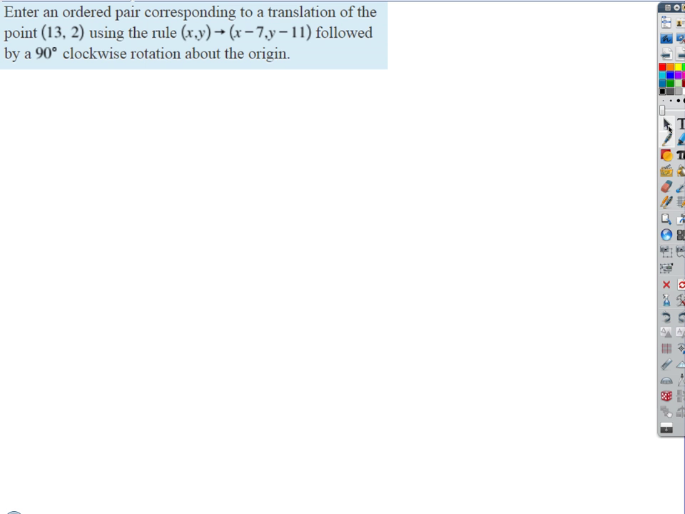I've got this translation first. I'm going to translate using that rule, and then once I get that answer, I'll do a rotation, right? But don't miss that first step. Now, the rotation is the hard part. Translations are easy. Translations are the easiest transformations you can do. So if we use this rule, if I start off with the point (13, 2), what am I going to get after step 1?